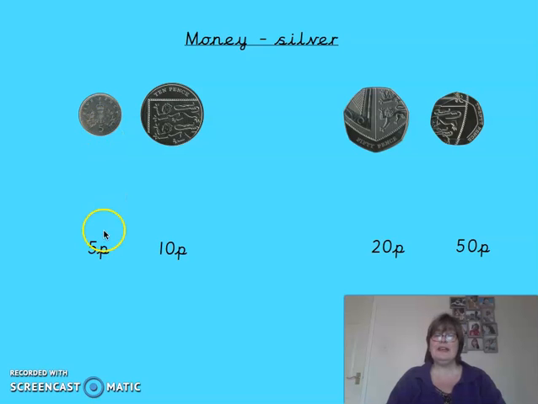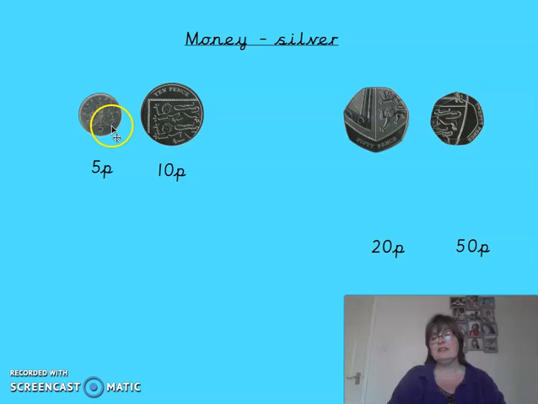5. So that one is a 5p. Now this one has its number written in words. It says 10. So that one is a 10p. So they were in the right order.